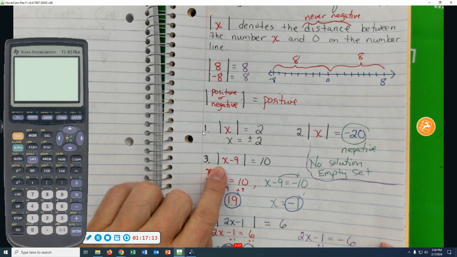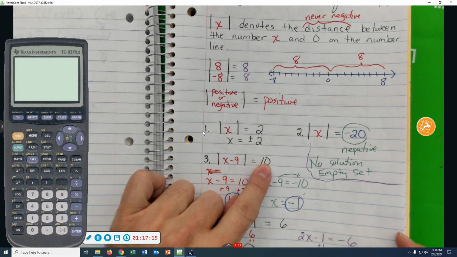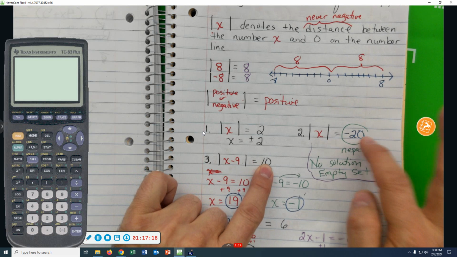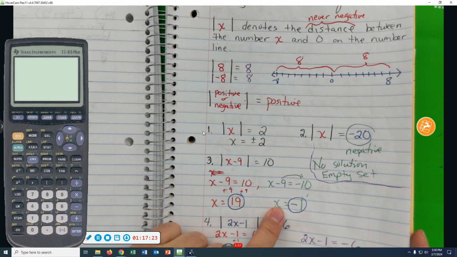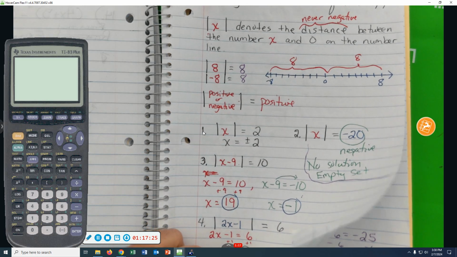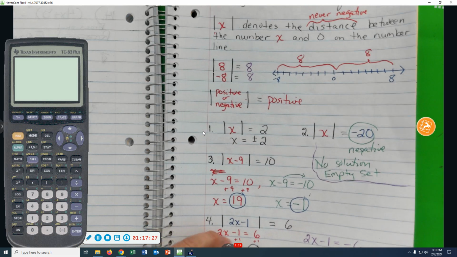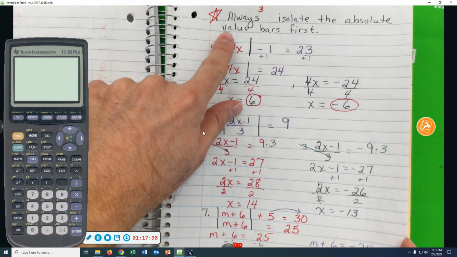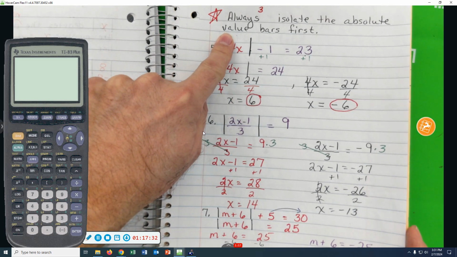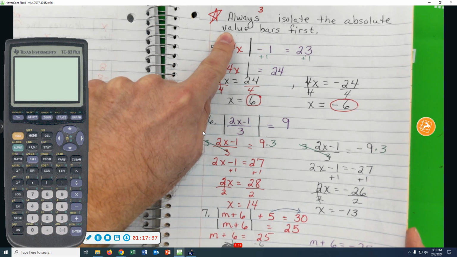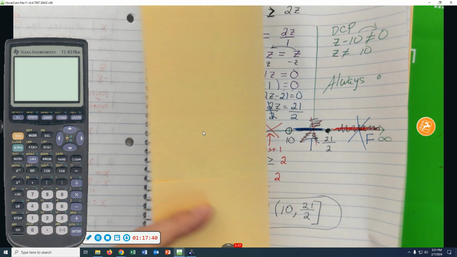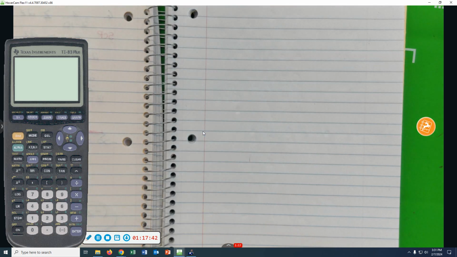To solve absolute value equations, you need a positive number on the right. If you have a negative number, then that's the no solution. But then you go equal positive, equal negative. That's the name I made up for this, equal positive, equal negative. And you got to always isolate the absolute value bars first. And that's true even now, okay? So when we look at number 10, number 7, it was already isolated. Number 10, oh, I haven't written it down.